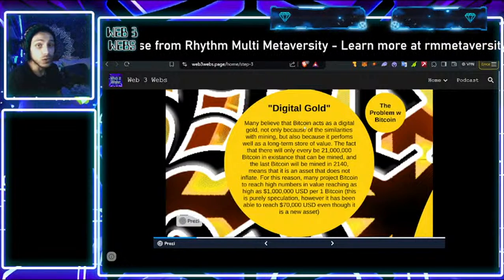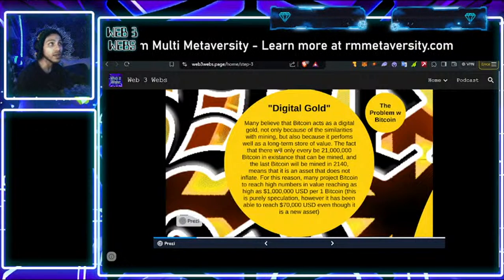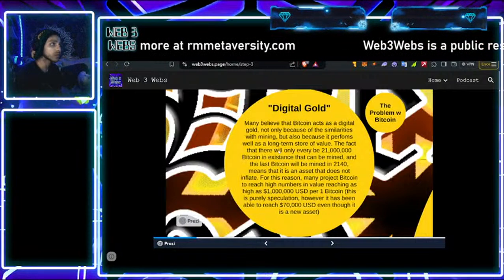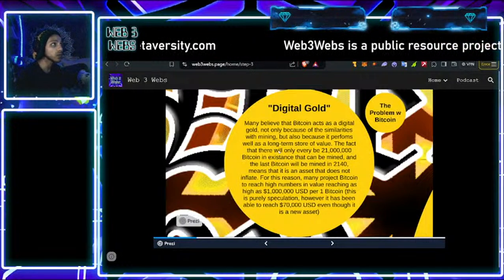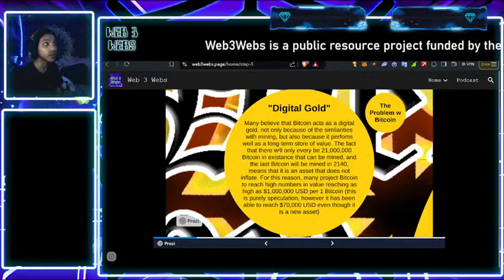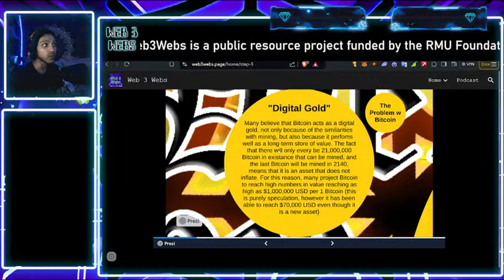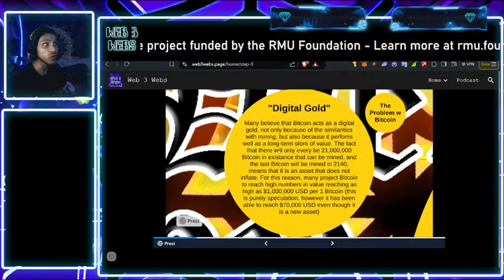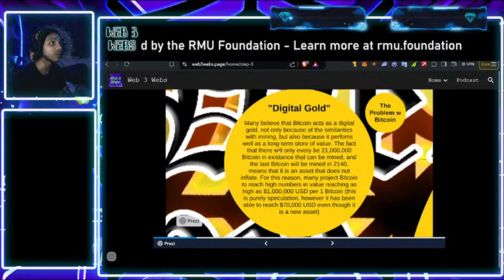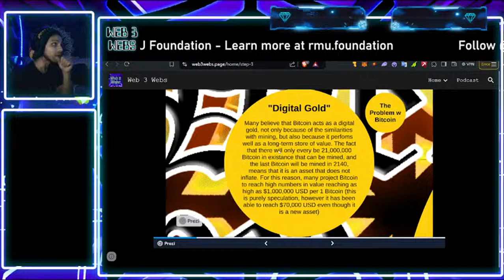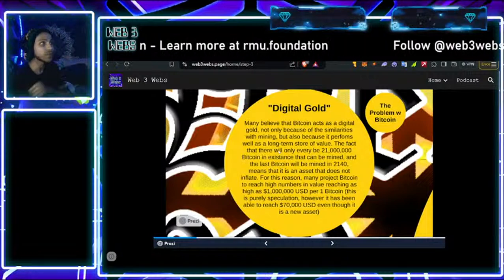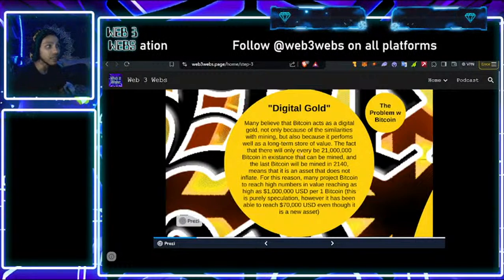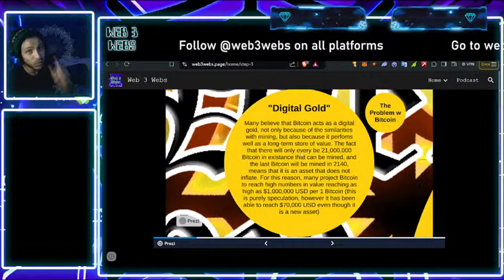So now we've got digital gold. Many believe that Bitcoin acts as digital gold. I'm going to be finishing up in about 5 minutes here too, just so you know. But many believe that Bitcoin acts as digital gold, not only because of the similarities with mining, but also because of the fact that there will only ever be 21 million Bitcoin in existence that can be mined, and the last Bitcoin will be mined in 2140. That means it is an asset that does not inflate. Inflation, remember we talked about inflation, one of the main reasons why things are so expensive right now.